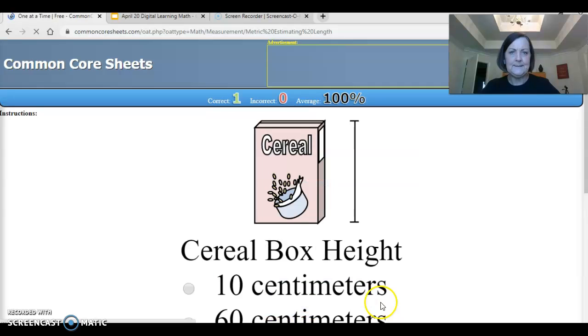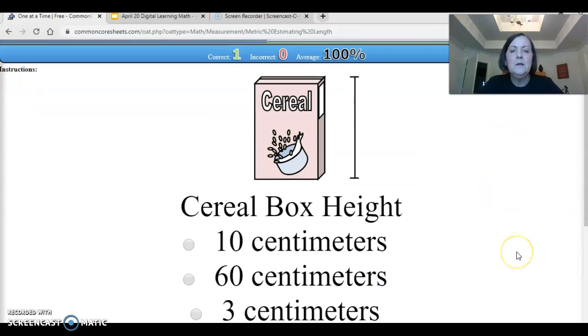And there it is, our next question. Let's see. The cereal box height. 10 centimeters. Again, what's our benchmark for centimeters? Pinkies. 10 of these? Not quite. Too small. 60 of these?